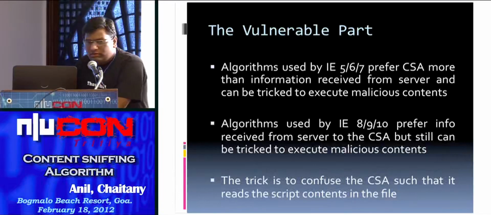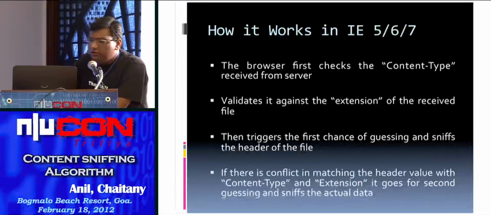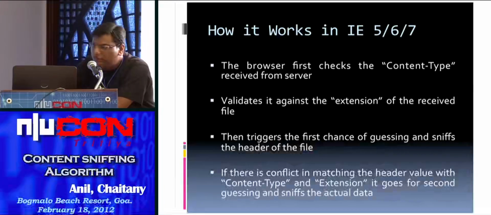So the trick here for all these versions is to confuse the content sniffing algorithm such that it will read the malicious data included in the files and execute it. The tricks are different in versions 5, 6 and 7 and versions 8, 9 and 10. Anil here will explain how the content sniffing algorithms work in all these versions, what kind of bypassing techniques can be used so that the content sniffing algorithm can be tricked into executing malicious scripts, and he will also provide you with the demos.